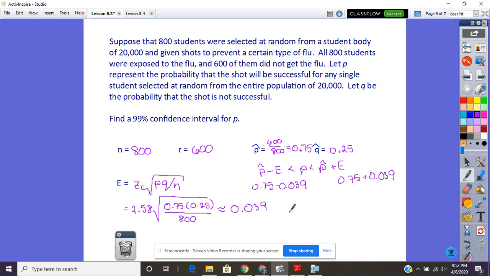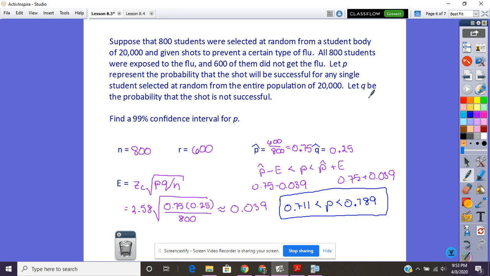All right, I'm going to change colors here so it doesn't get mixed up with the other work there. So we have 0.711, 0.789. This is P now, not mu. So this is our 99% confidence interval for P.